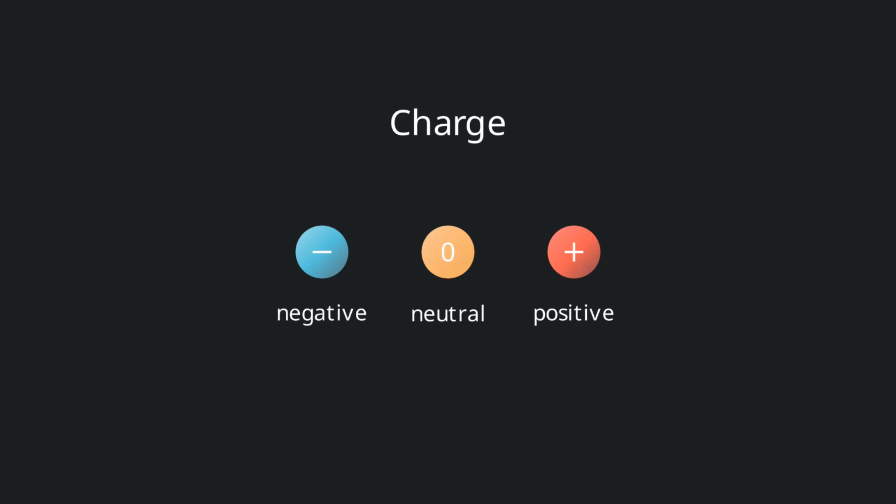Let's start by looking at a particle. Every particle has a property called charge, which can be zero, then we talk about a neutral particle. It can be positive, then it's positively charged, or it can be negative, then it's negatively charged.